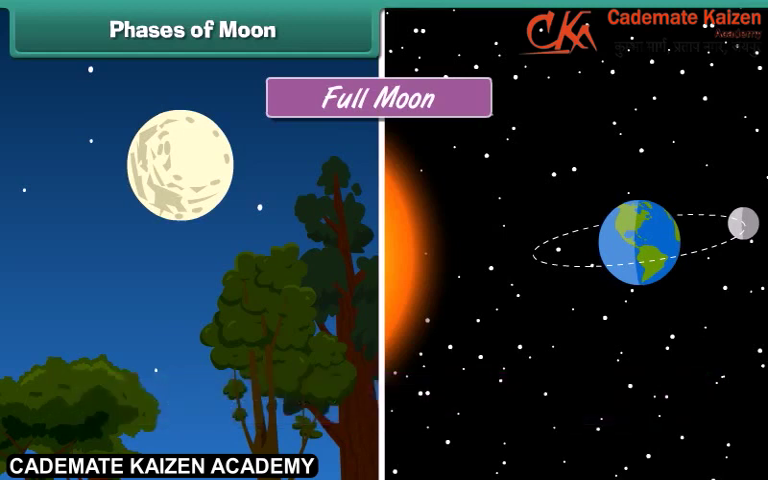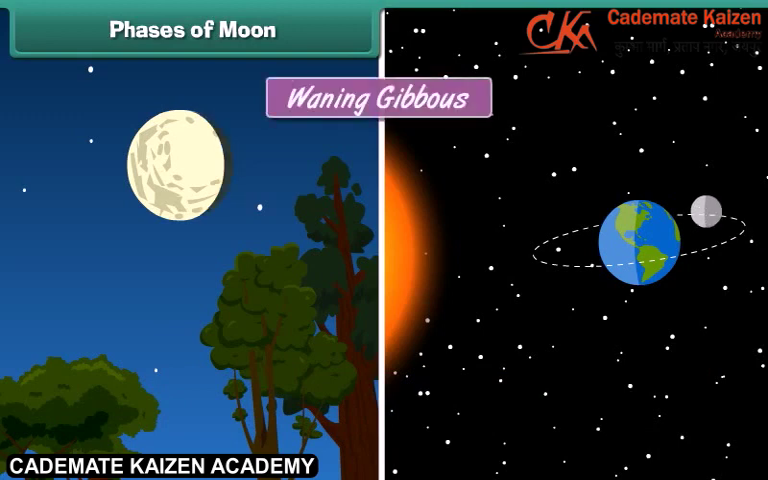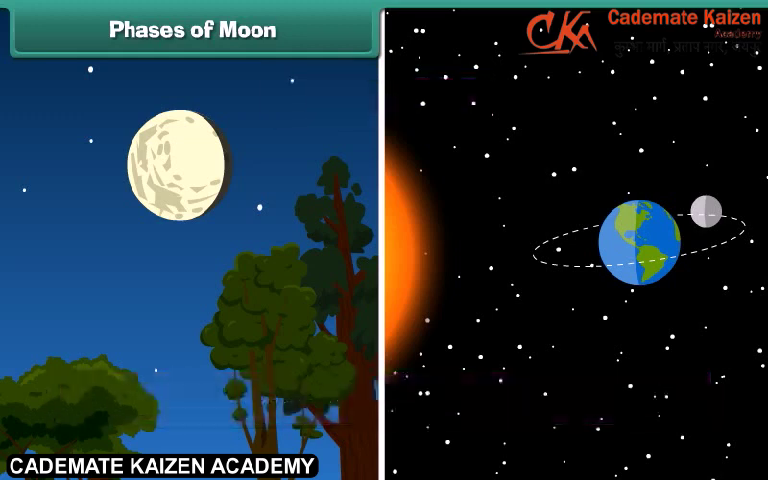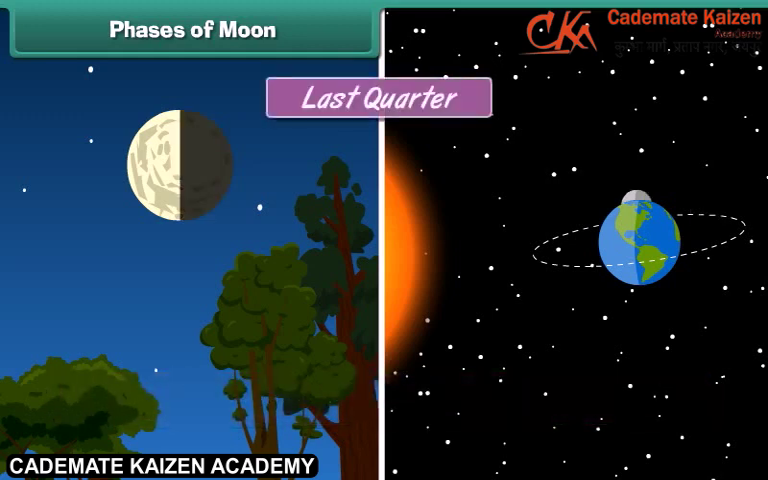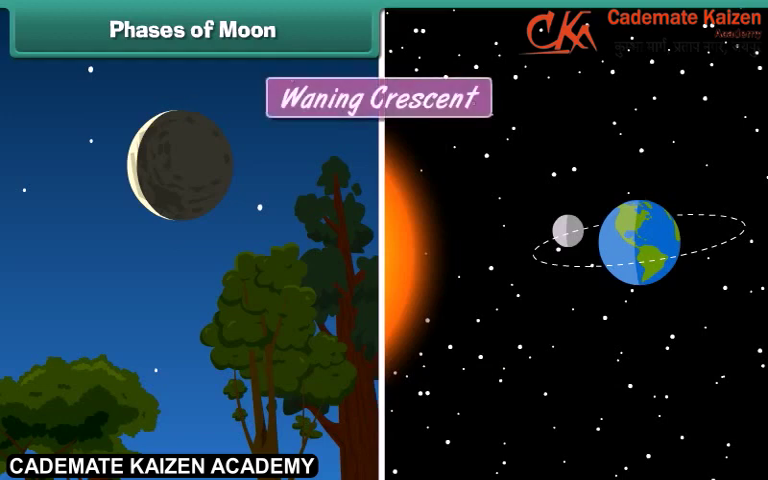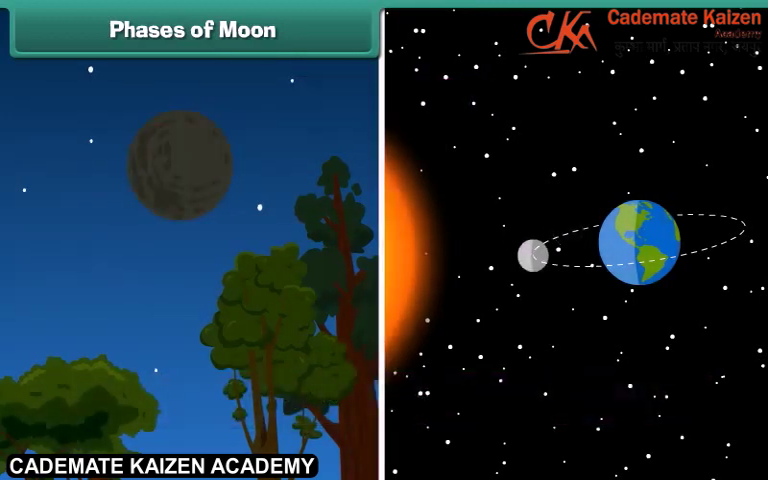After full Moon, the size of visible Moon starts decreasing. Waning Gibbous. It is the phase that follows the full Moon phase. A small portion of the Moon is invisible. Last Quarter. It is the phase that follows waning gibbous. Half the Moon is invisible. Waning Crescent. It is the phase that follows last quarter. Most of the Moon is invisible. After the waning crescent phase, the Moon becomes completely invisible.